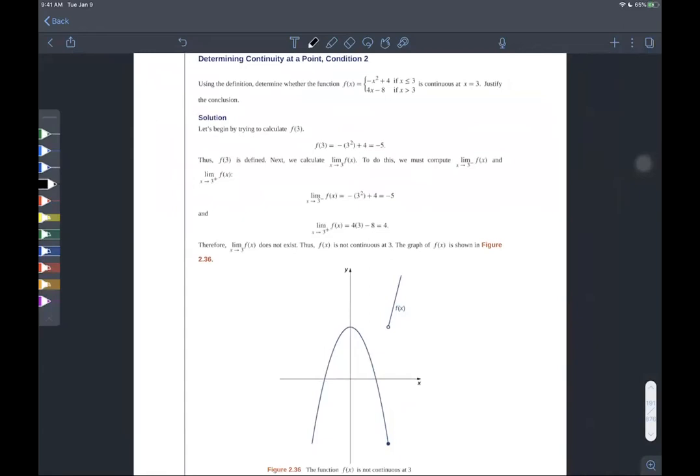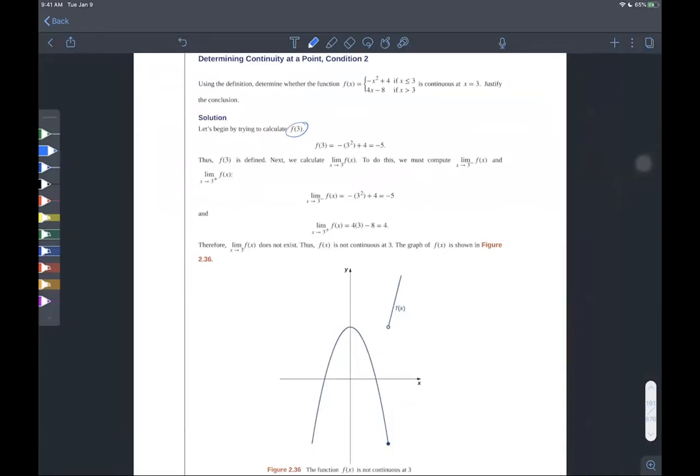Using the definition, determine whether the function f of x equals negative x squared plus 4 for values of x less than or equal to 3, or 4x minus 8 if x is greater than 3, is continuous at x equals 3. Justify the conclusion. So let's start with step number 1, trying to calculate f of 3.